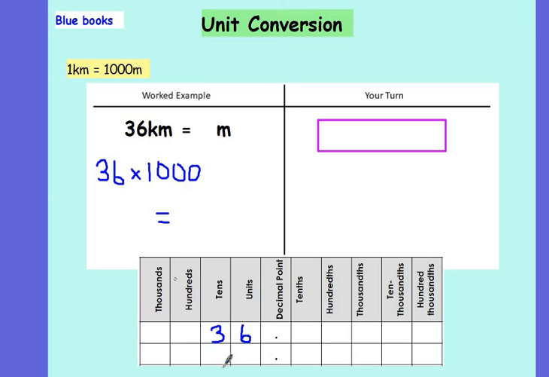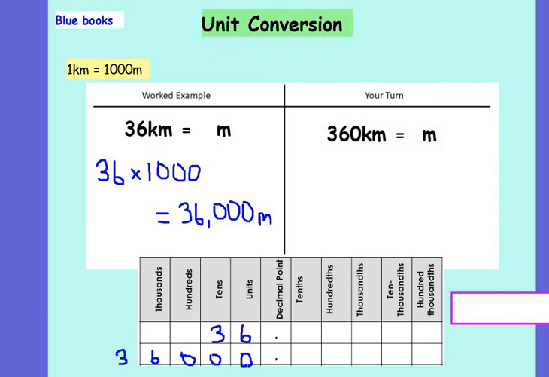Here's why we've been practicing this. I need to move all my digits over 3 places. So I get 36,000 metres is the same as 36 kilometres. Okay, Year 9, in your dark blue books, can you show me 360 kilometres and convert that into metres for me?